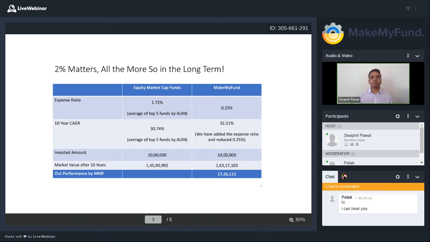So XYZ fund outperformed the benchmark by this much and something else has underperformed and so on. All of that is uncertain, variable. You don't know whether this outperformance will continue. You don't know whether equity markets themselves will continue to perform. But what is certain is the cost. Cost and taxes are certain and known.